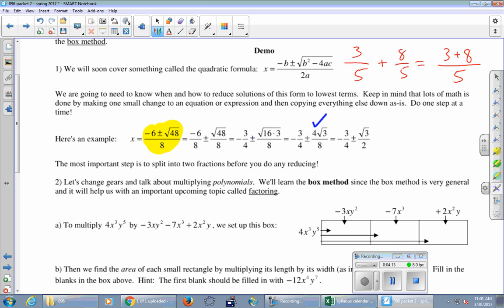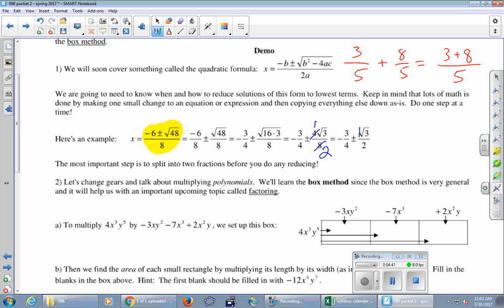And now finally, that 4 and that 8 are ready to reduce. They cancel. 4 becomes what? 8 becomes what? 4 becomes 1, 8 becomes 2. I didn't write the 1 there. It's in front of that radical 3, okay? And so this final answer here is our simplified version from that yellow thing. -3/4 plus or minus square root of 3 over 2, okay?